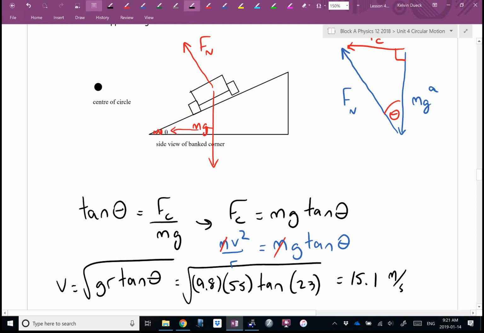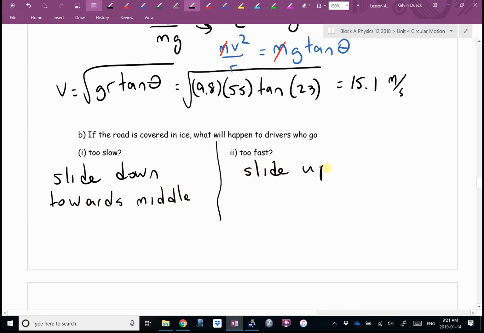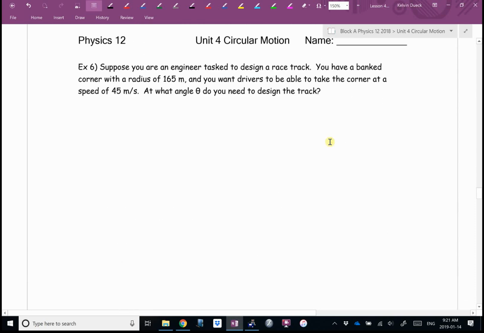So in real life, like on a sunny day, there's enough friction that there's a fair range of speeds that you can hit. But the reason we build banked corners is if you look at the speed limit and you hit it at that speed limit, even if it's rainy or crappy weather, you're completely safe. In fact, don't slow down, not on a banked corner. That's when you could be in trouble. Is that okay? So, too slow: slide down towards the middle. Too fast: slide up off of the corner. Last one.